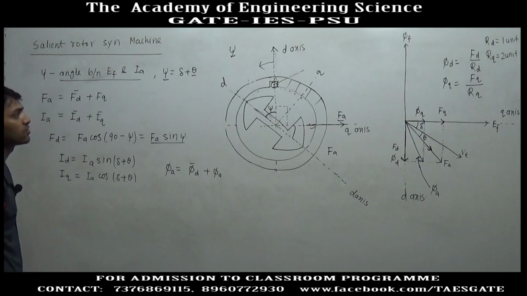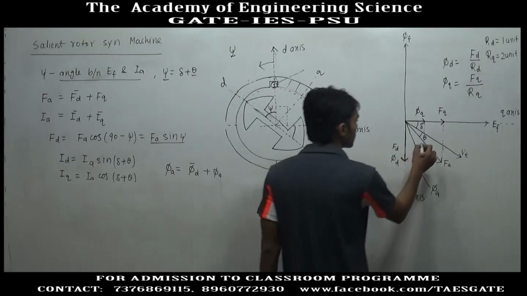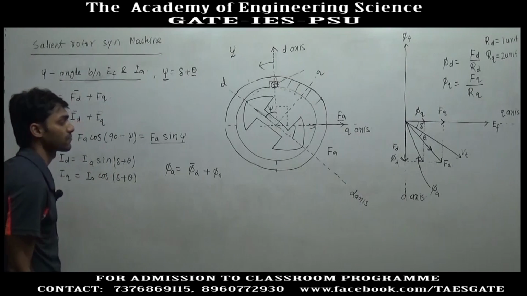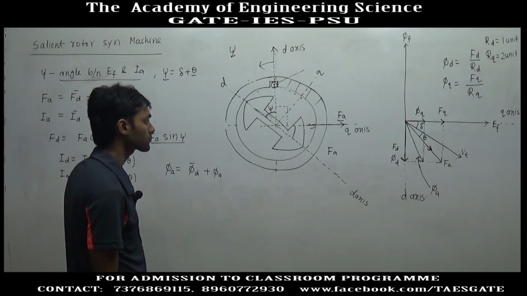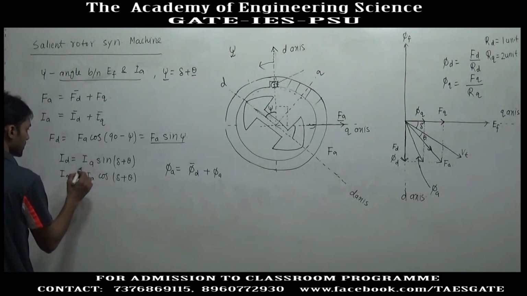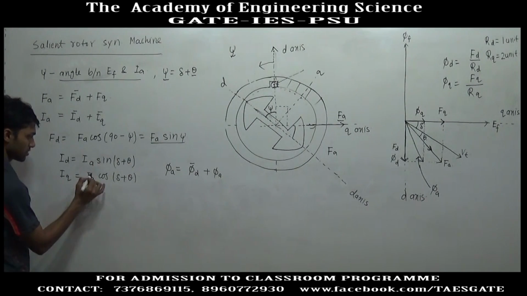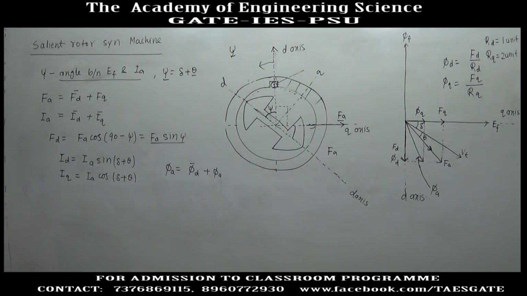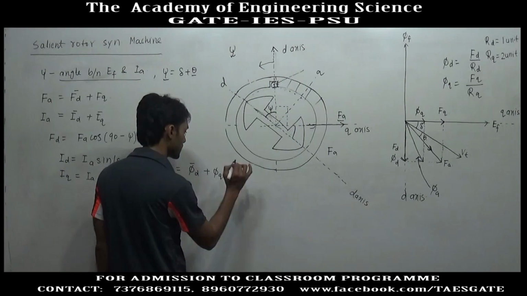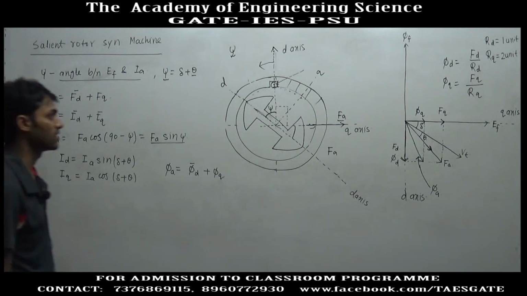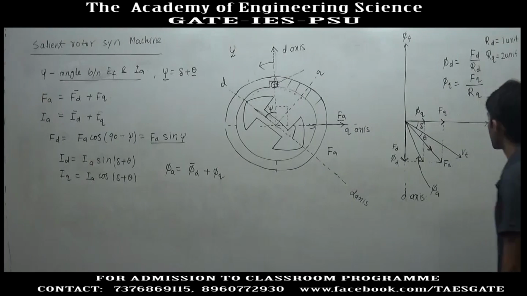So, in this way, if you know the power factor angle theta, and if you know the delta, psi will be known. And if psi is known, we will have ID equal to armature current into sin of delta plus theta, and IQ equal to armature current into cos of delta plus theta. In this way we can calculate D axis flux and Q axis flux, and if we take the vector sum, we will get the total armature flux. And here we have the phasor diagram for salient type machine.